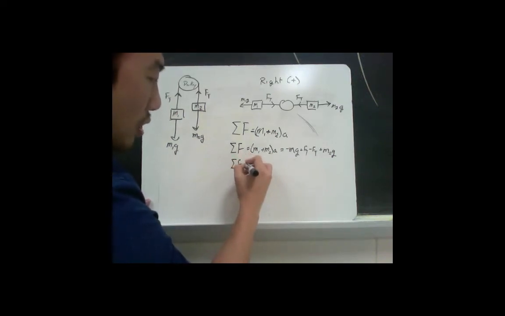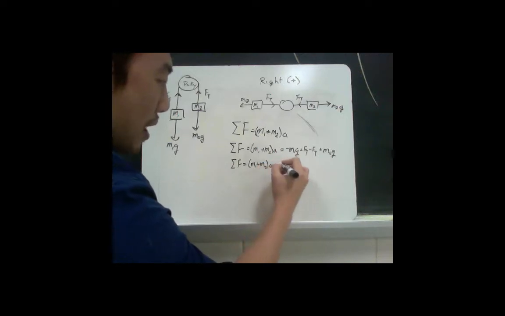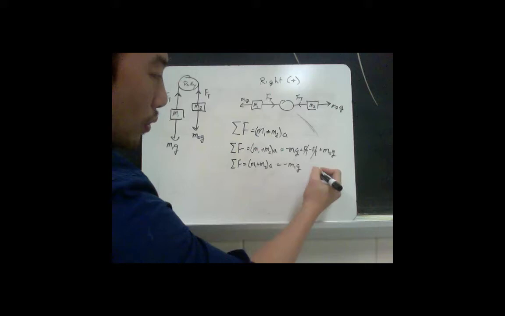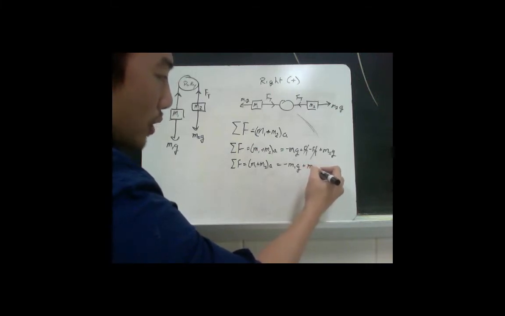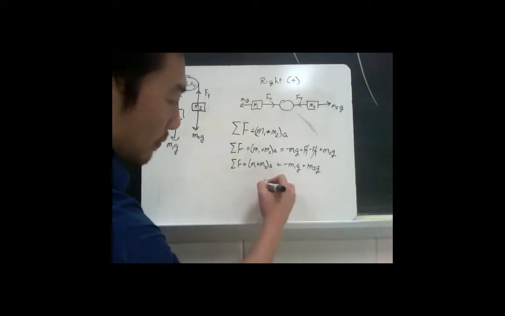Our net force equation is equal to the sum of all the forces, which is the sum of all of the masses. These two cancel out, so we are left with the weight of mass 2 minus the weight of mass 1. Okay, now that is the general setup. From here, you can rearrange the variables to get what you need. For example, if you're looking for acceleration, it would look like this.